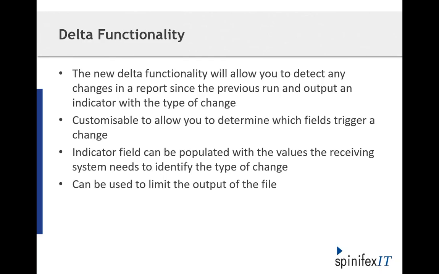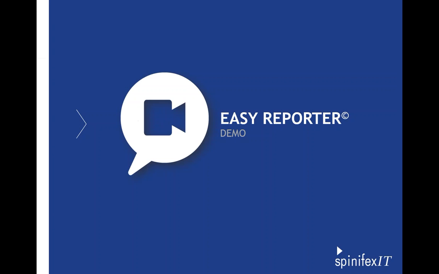What this is going to allow you to do is run a report, and then the next time you run the report you just say, actually compare the results to my previous run and only tell me those records that have changed. You can choose which of the fields trigger the change, and you can give the different changes different names or codes as well. And you can obviously limit the file output based on those. So I'll quickly give you an example of that to give you a taste.